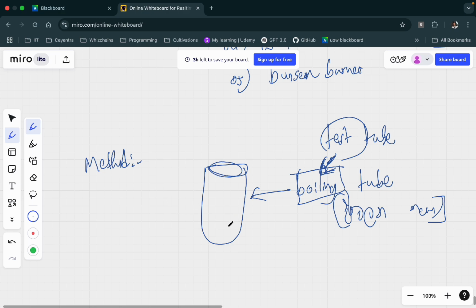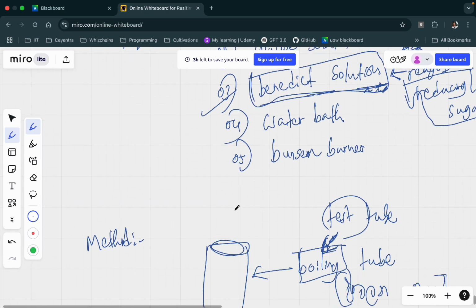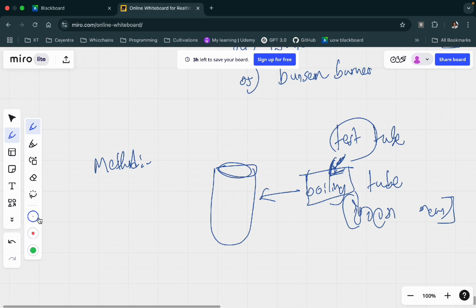Here's my boiling tube, and I will add the glucose solution to it. Glucose solution.